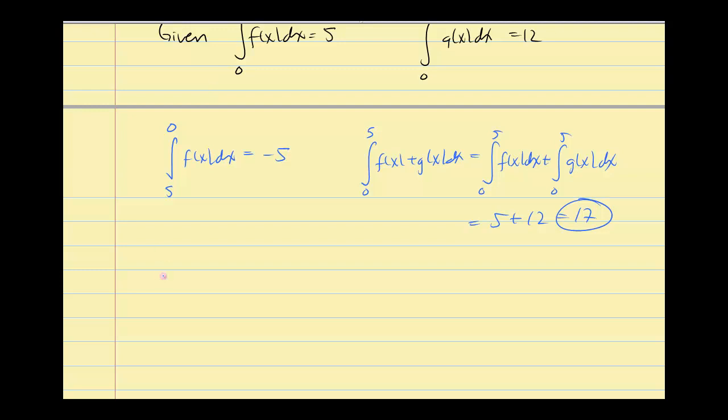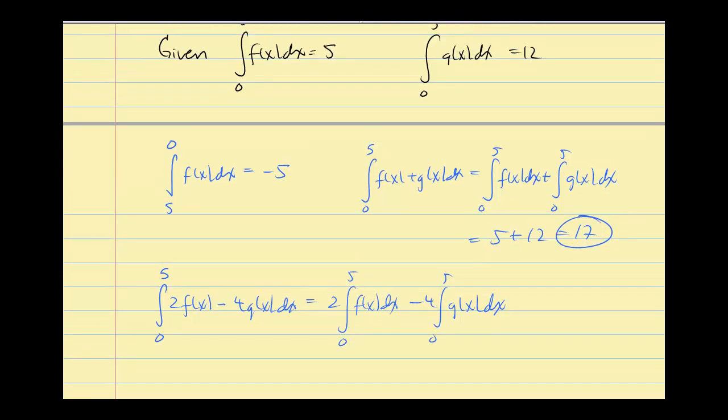We could also involve constants, so I could look at the integral from 0 to 5 of 2 times f of x minus 4 times g of x dx. So this would be 2 times the integral of f of x dx from 0 to 5 minus 4 times the integral from 0 to 5 of g of x dx. And of course I have my givens up here. The integral from 0 to 5 of f of x dx is equal to 5. The integral from 0 to 5 of g of x dx is equal to 12. So I have 10 minus 48, which is negative 38. So that's what that value would simplify to.